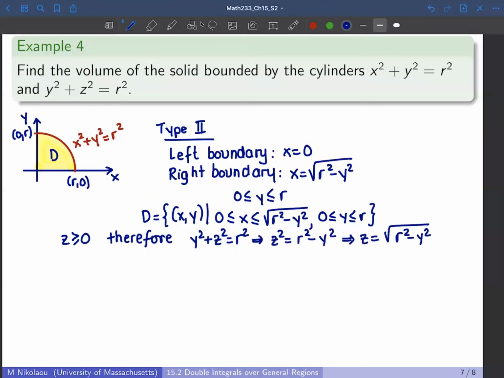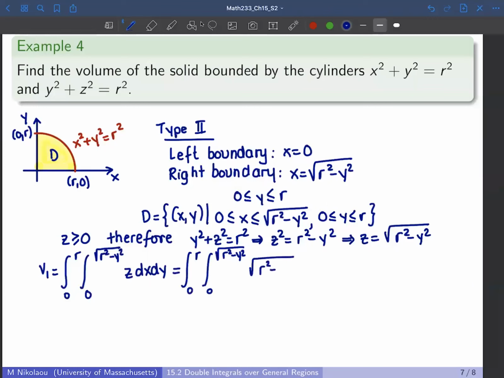So we can go and set up the integral for the volume only on the first octant. So this volume V1 will be equal to the integral from 0 up to r for y, and then the integral from 0 up to the square root of r squared minus y squared of z times dx dy. So this will be equal to the integral from 0 up to r, and then from 0 up to the square root of r squared minus y squared of z, which is equal to the square root of r squared minus y squared, times dx dy.